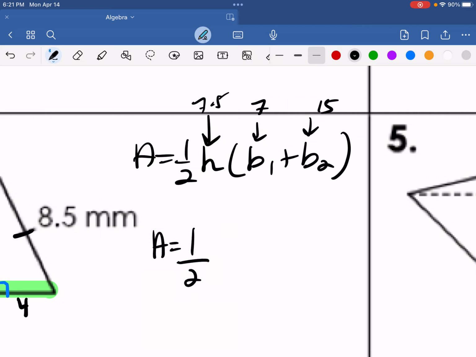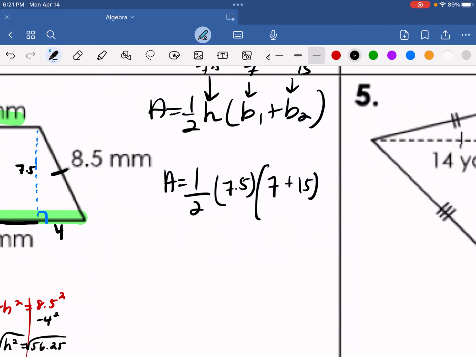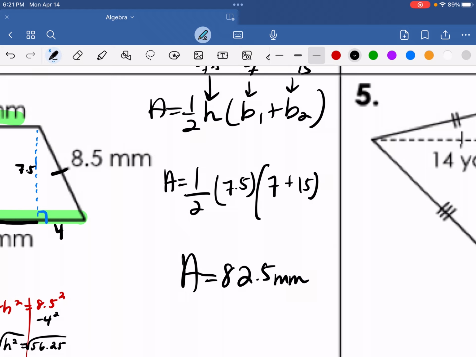Area equals 1/2. Height is 7.5. And then base 1 was 7 plus base 2, 15. And now you plug it back into the calculator. 1/2 height, which is 7.5, and 7 plus 15. Don't forget to put a plus. And the answer is 82.5 millimeters squared. Area should always have a squared.